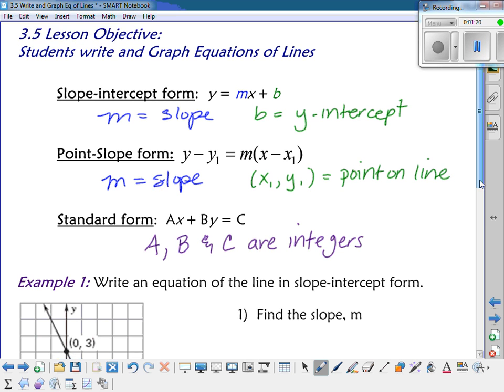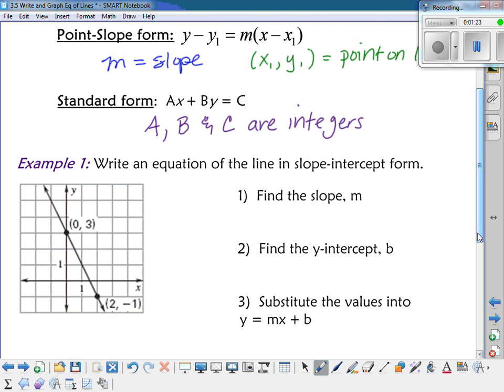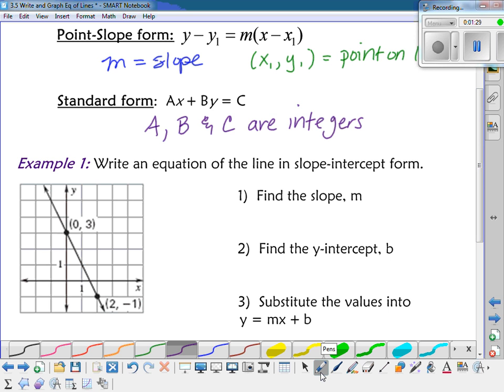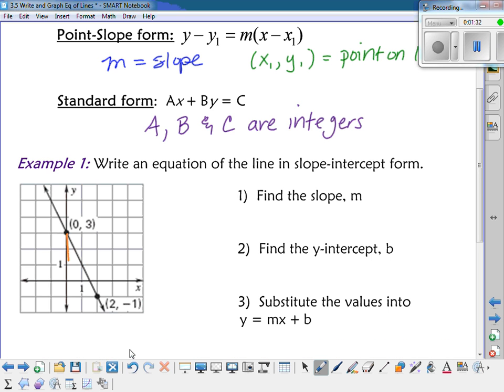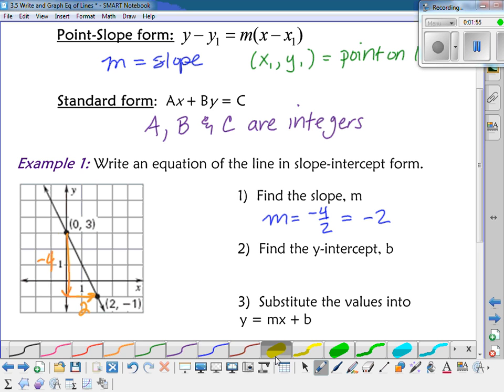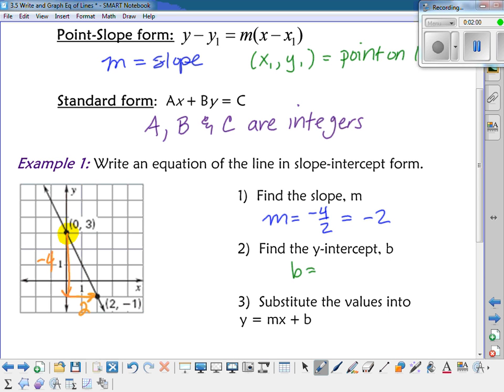Okay, so if you want to write the equation of a line and they give you a graph, it's not too complicated. First you figure out the slope, which is rise over run. So I look over here, going from this point to the point (2, -1). My rise, I'm actually going down 4, and then my run is in the positive 2 direction. So the slope is negative 4 over 2, which is negative 2. Then to find the y-intercept, I just look and see where it crosses the y-axis. The value of y there is 3, so b would be equal to 3.